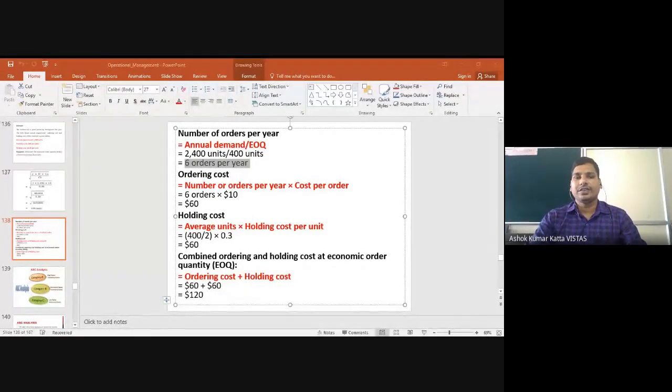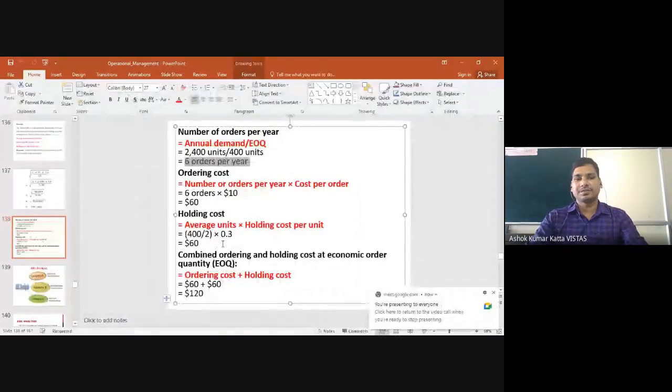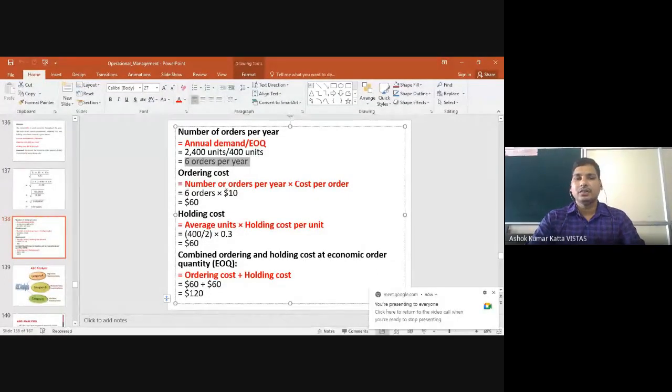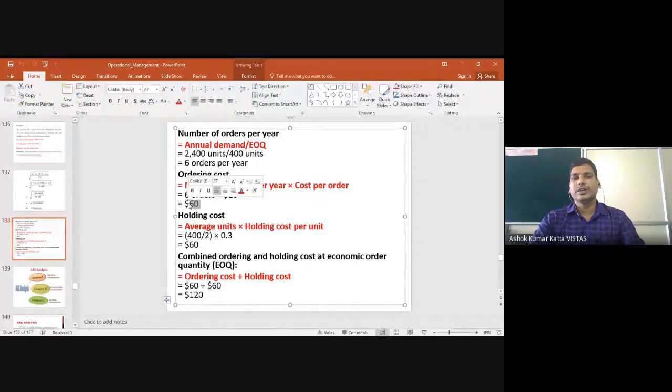Now whenever you give an order, every time, what is the cost you are spending? That we want to know. So total orders. Now we are calculating the ordering cost. The formula is number of orders per year multiplied by cost per order. We already found 6 orders in a year. Every time the ordering cost is $10. That means 6 into 10, $60 we are spending per year for giving orders to the suppliers. If in case you are giving 12 orders, $120.